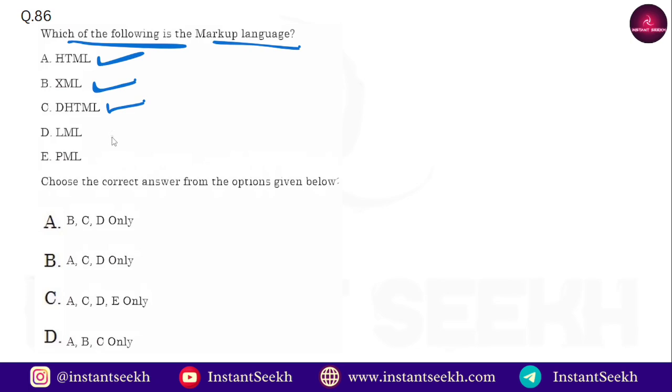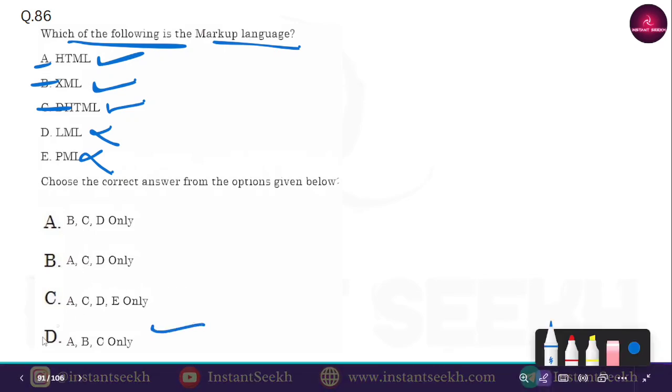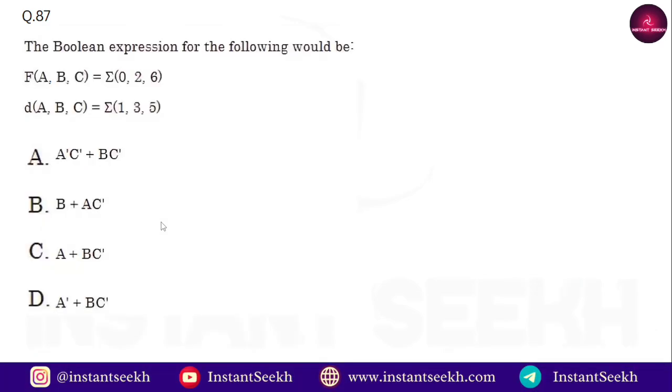So this also comes under the markup language category. LML and PML are not standard or widely recognized markup languages, so these two are the incorrect options. So your correct options are A, B, C. That is answer option D. Okay, answer option D is your correct answer for this particular question. Let's move on to the next.